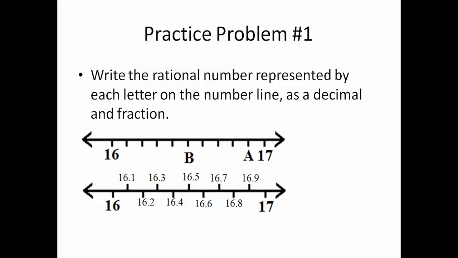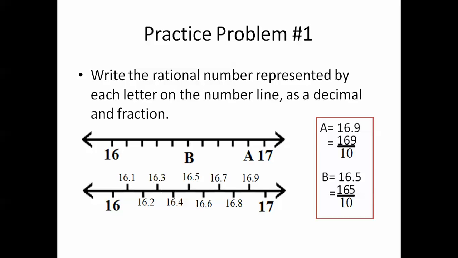And now we can compare where our letters are on the number lines to the number line below. A is at 16.9 and B is at 16.5. So A is equal to 16.9 and B is equal to 16.5. And to write these as a fraction, we don't like decimals in our fractions, so we multiply our number by 10, so we get 169 over 10 and 165 over 10.